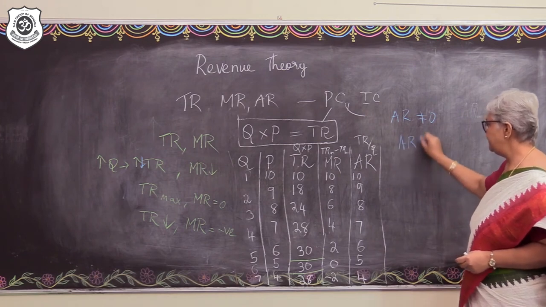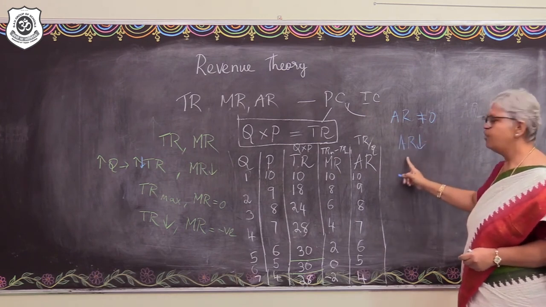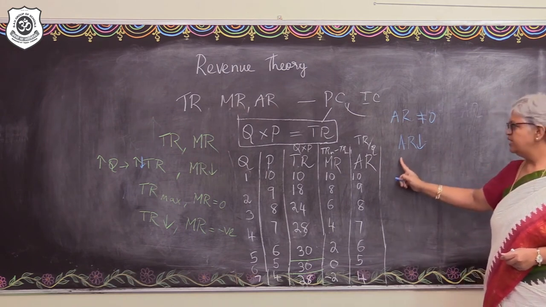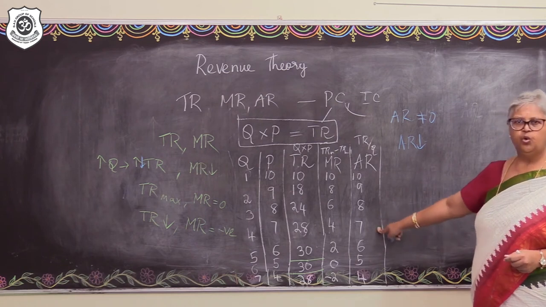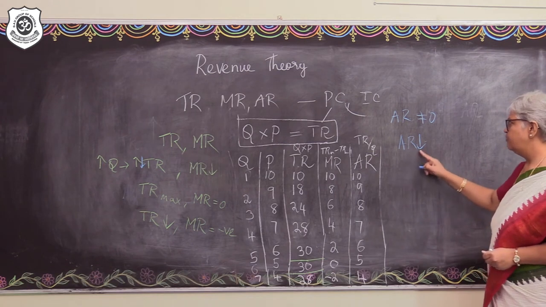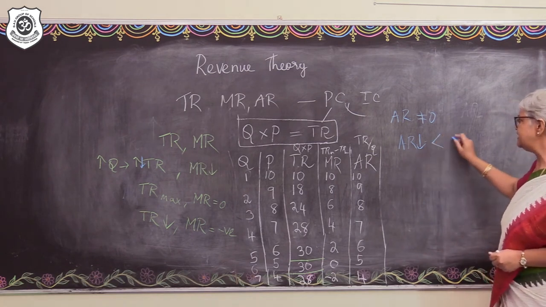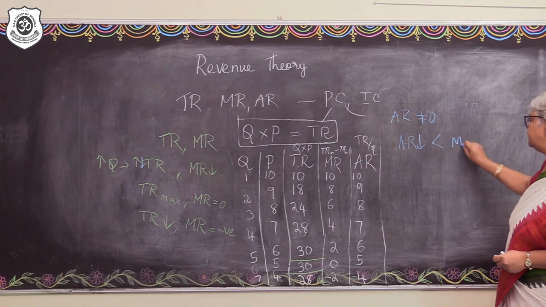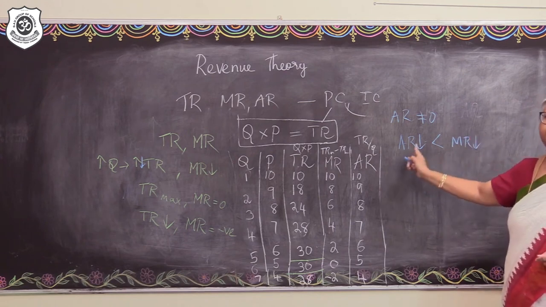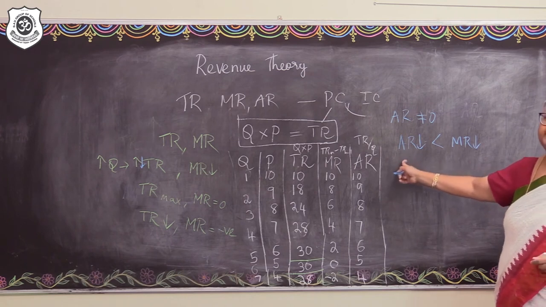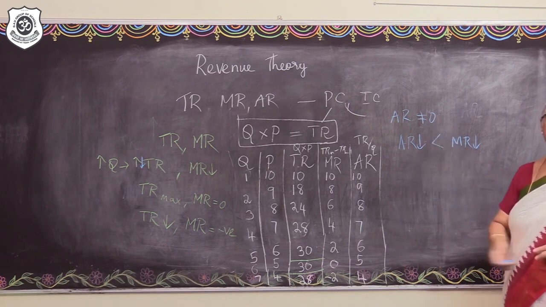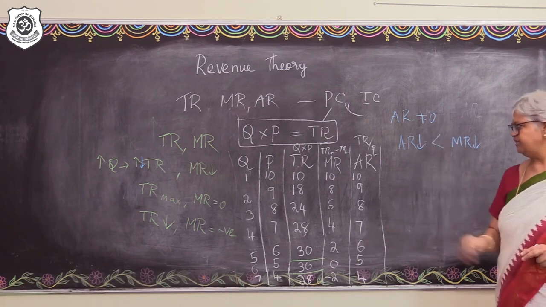AR is falling, and the fall in the average revenue is much slower than the fall in the MR. Fall in the AR is much lesser than fall in the MR. MR also falls, AR also falls. The fall in the average revenue is more steady and slow, and it never becomes 0, nor does it become negative. That's what we observe here.